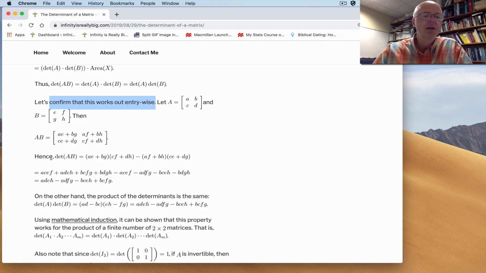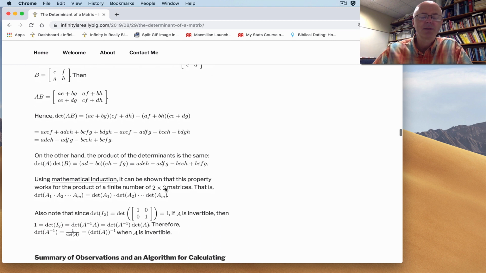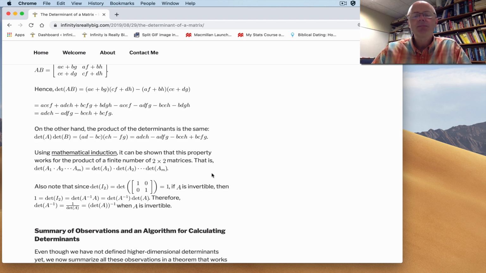You can certainly confirm this entry by entry by the formula for the determinant. If you multiply A and B, you get this. Therefore, you get this for the determinant, which expands to this. On the other hand, if you multiply these determinants, you get the same thing. Using mathematical induction, I didn't make this an exercise right now, but maybe I will later. You can show that this generalizes to any finite number of 2 by 2 matrices, and actually it will generalize to higher dimensions as well. The determinant of A1 times A2 through, say, AM is determinant of A1 times determinant of A2 times etc. through the determinant of AM.